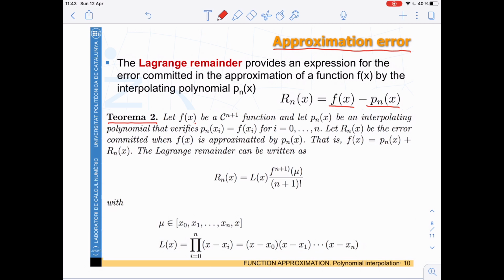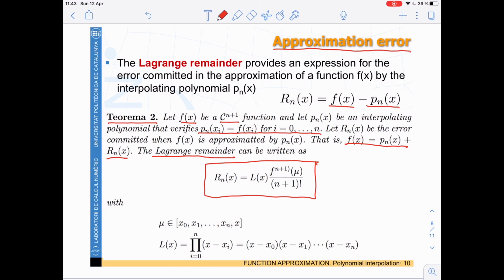Okay, let f be a smooth function, more specifically a function of class C^(n plus 1), and let Pn be an interpolating polynomial that verifies our usual interpolating condition. Let Rn be the approximation error. In other words, f can be expressed as Pn plus Rn. Well, then, according to this theorem, this approximation error, called Lagrange remainder, can be expressed in this form.